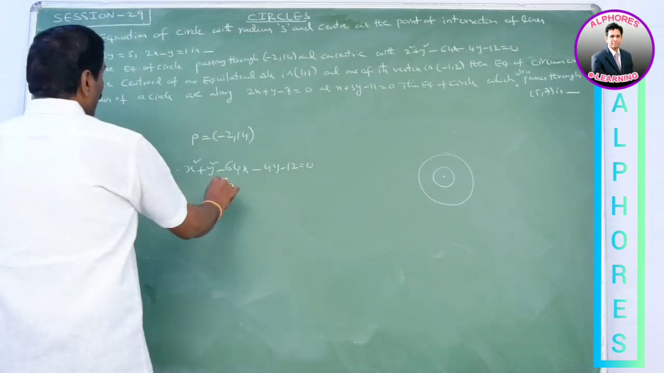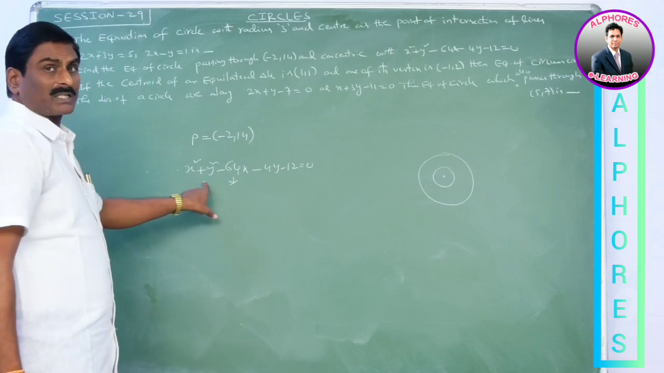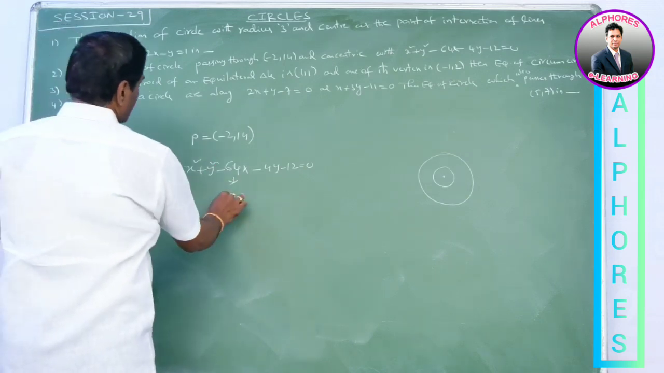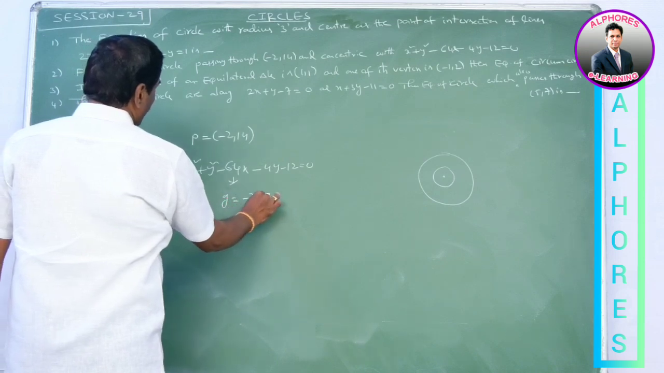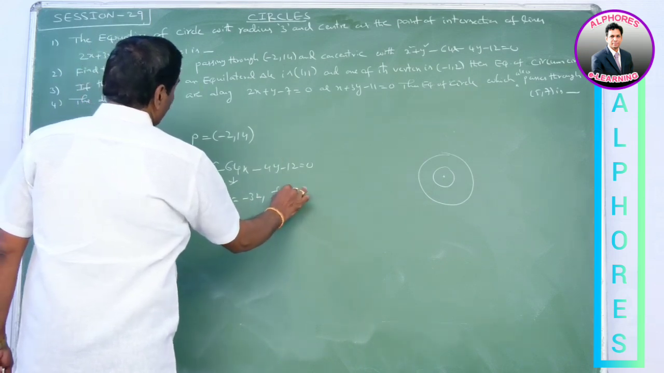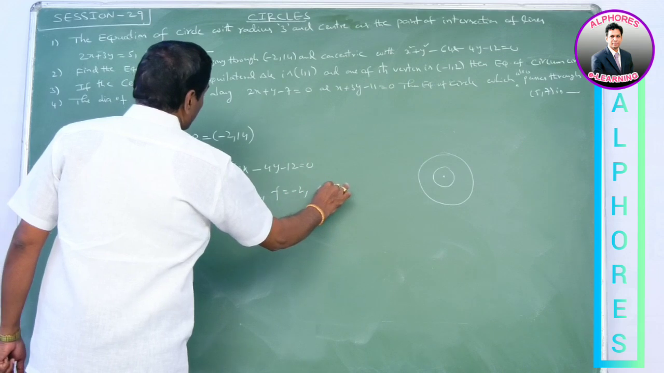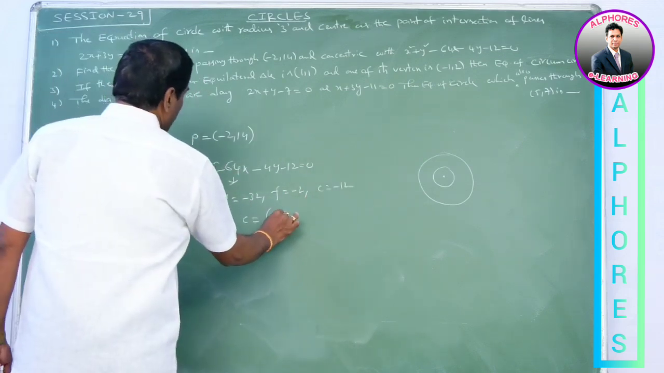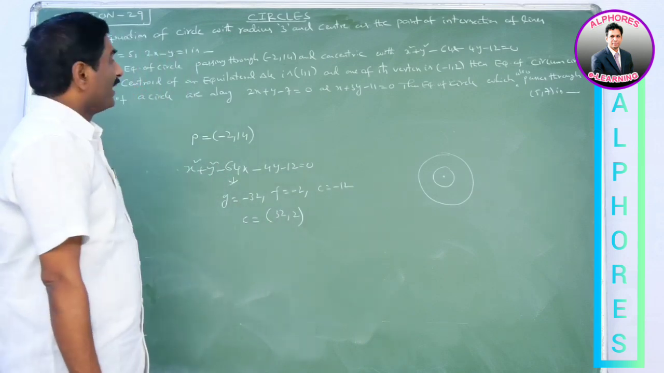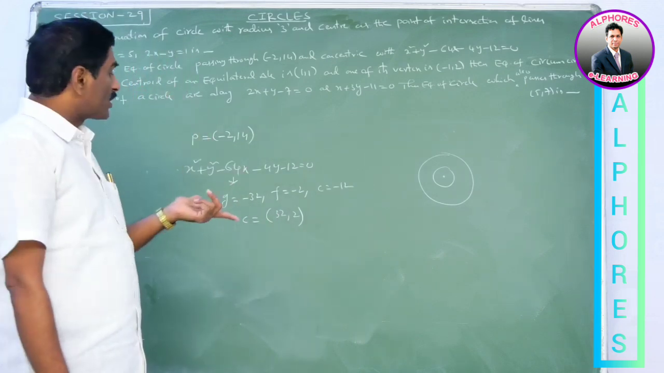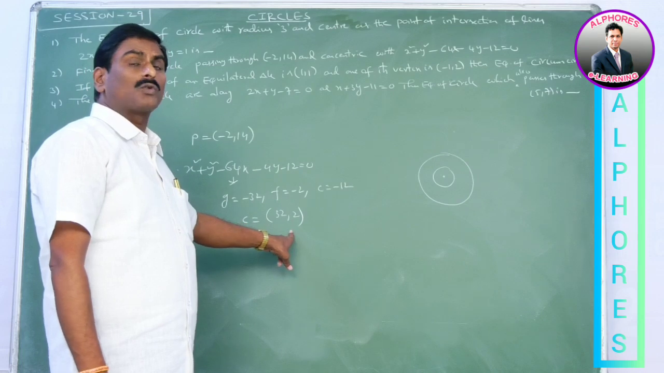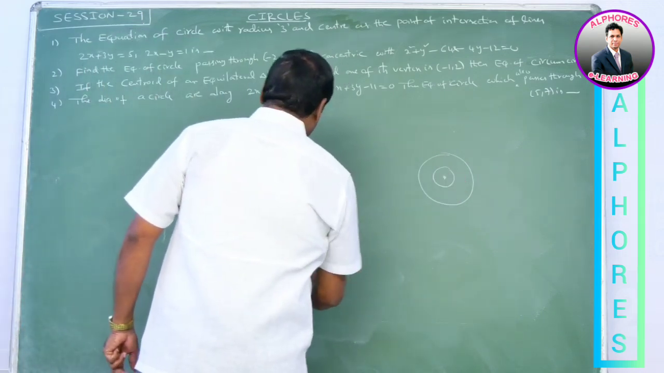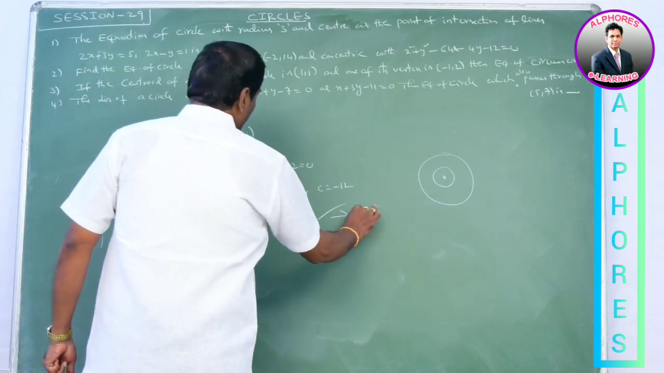Compare this equation with x² + y² + 2gx + 2fy + c = 0. That means 2g = -64, g = -32, 2f = -4, f = -2, c = -12. The center of the circle is (-g, -f) = (32, 2). So the center of the required circle is also (32, 2), since the two circles are concentric. It is (h, k).